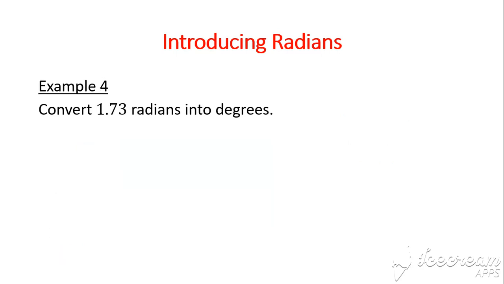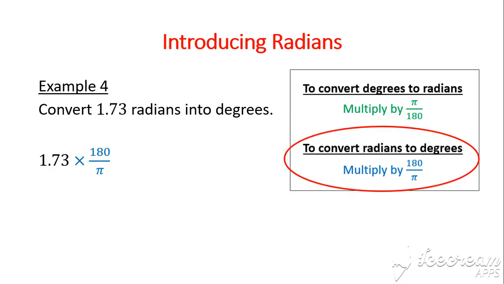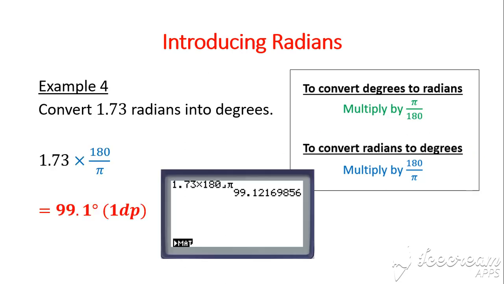Right, our fourth example, we're changing 1.73 radians into degrees. Well, we're changing radians into degrees, so we must multiply by 180 over pi. So let's get a calculator, go 1.73 times 180 over pi, and we'll round it to 99.1 degrees to 1 decimal place.